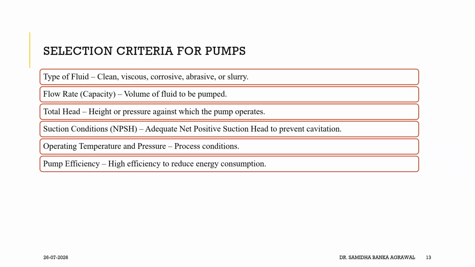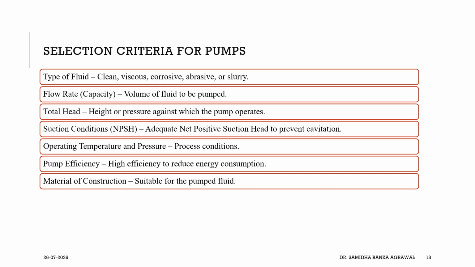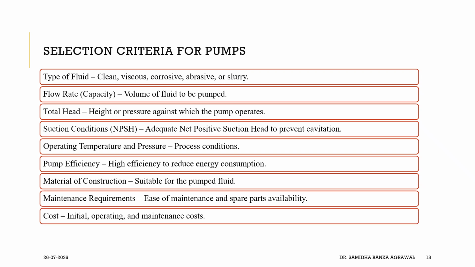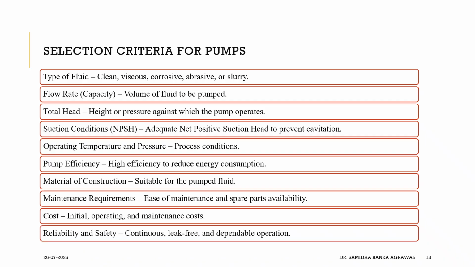Obviously, operating temperature and pressure play a role. Pump efficiency, high efficiency to reduce energy consumption. Material of construction should be suitable for the pumped fluid. Maintenance requirement should be easy, low cost, with reliability and safety for continuous, leak-free and dependable operations. Selecting the correct pump improves plant efficiency, reduces maintenance, and lowers energy consumption. For example, centrifugal pumps are commonly used for pumping water, while positive displacement pumps are preferred for transporting highly viscous liquids such as syrups and oils.